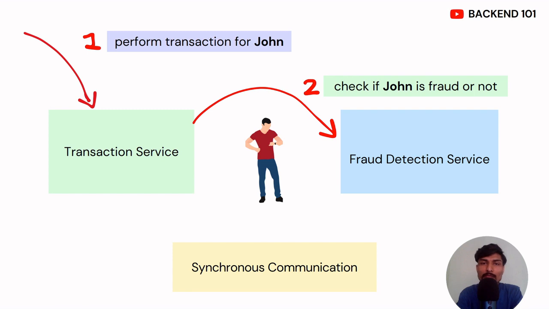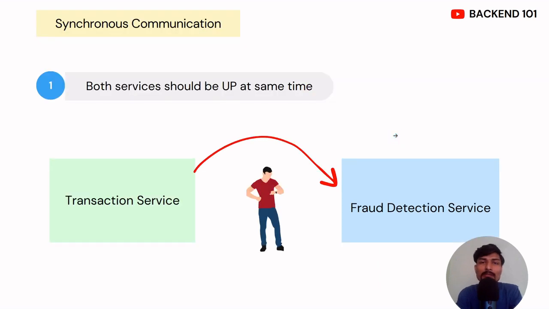So in synchronous communication, the calling service, transaction service in our case, waits for the response from the target microservice, fraud detection service in our case. One important characteristic of synchronous communication is that both of these services should be up at the same time. So it is like two persons talking to each other. If any one of them is not listening, the information is lost.